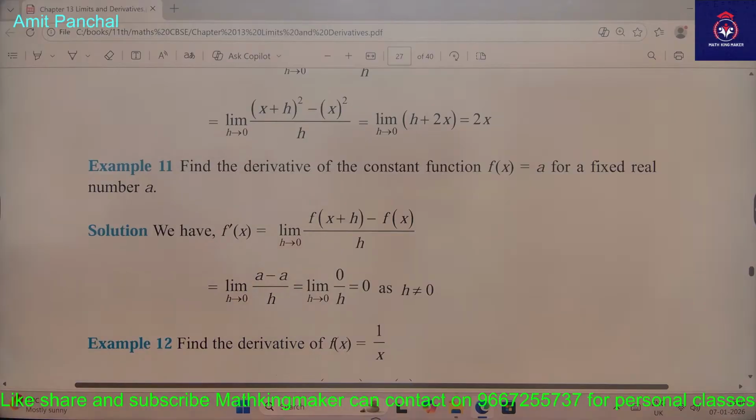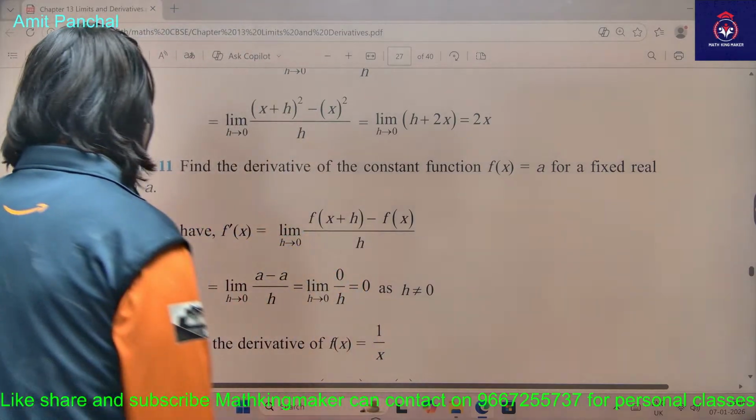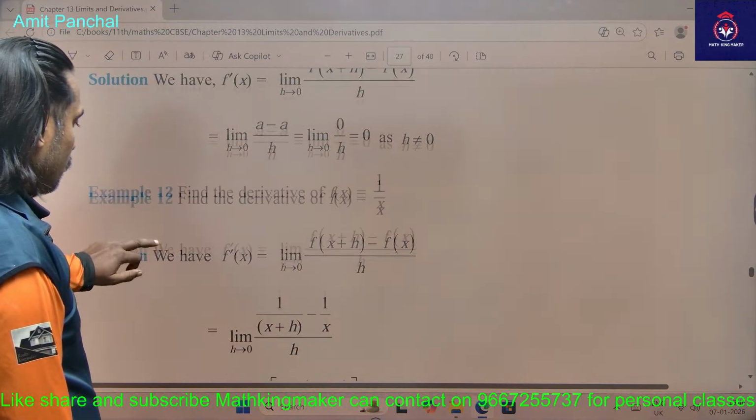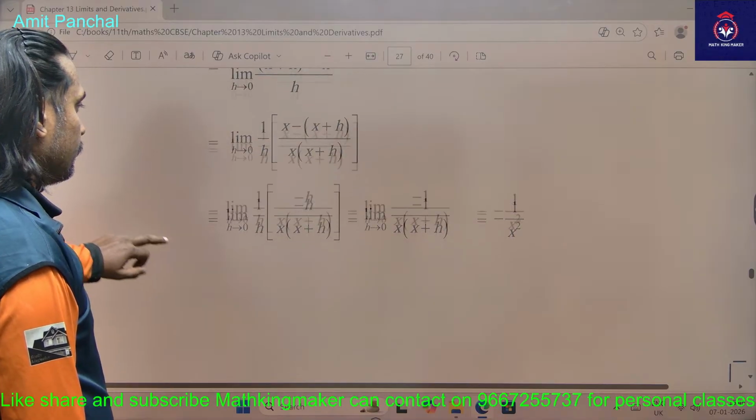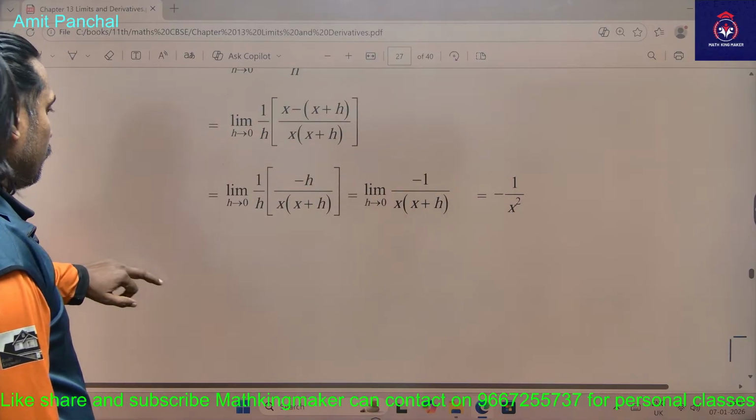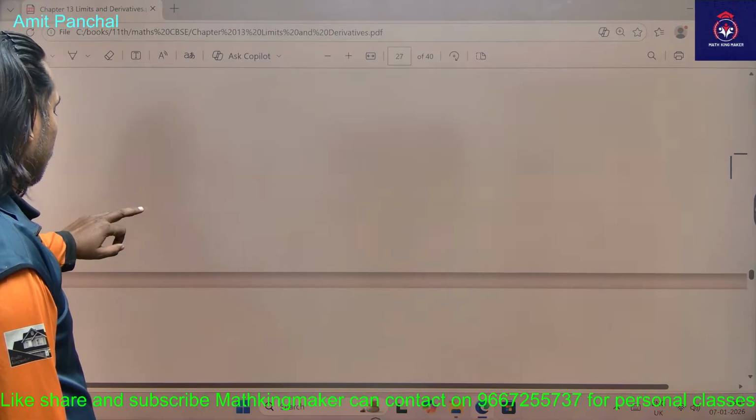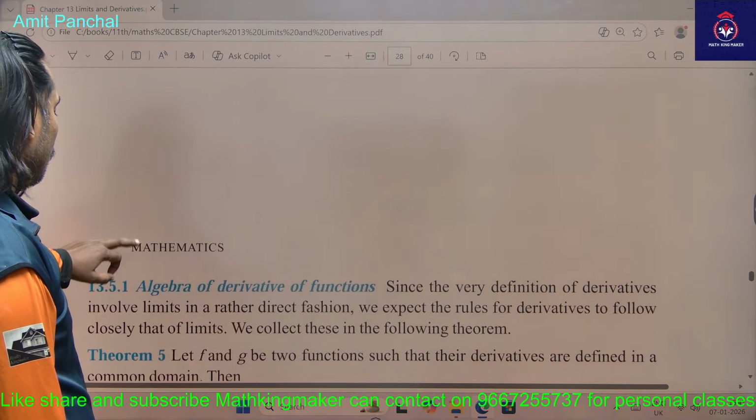There is a 1 by x square, negative 1 by x square. Yes, it is negative 1 by x square. You are right. So similarly you can find all the derivatives.